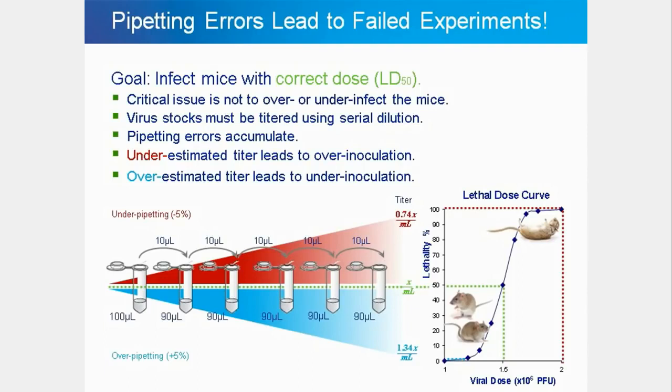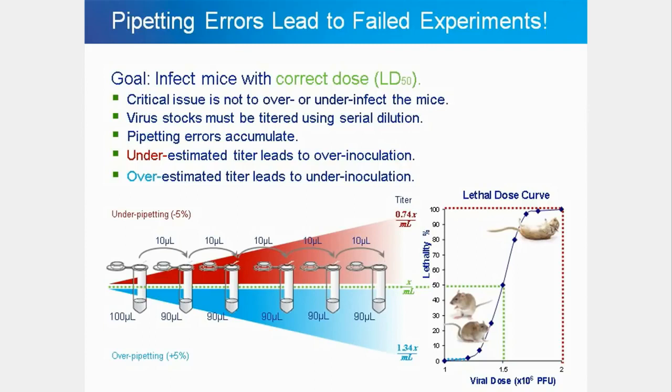To start with, we would like to give you an example of how small pipette errors can accumulate and lead to failed experiments. This slide shows a typical experiment that requires a serial dilution. In this case, the experiment requires inoculating test mice with a virus at the LD50, the dose level of virus that kills 50% of the mice. Prior to this, the viral stock must be quantified using a serial dilution.